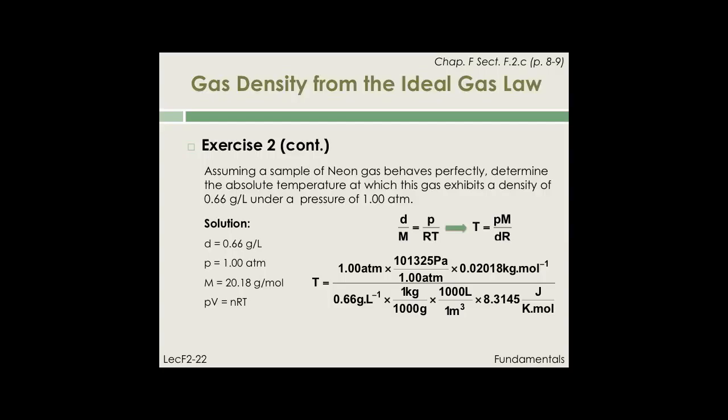Note the use of conversion factors for the pressure from atmospheres to Pascal and for the density from gram per liter to kilogram per cubic meter. All units cancel out. Recall that Pascal times cubic meter is a joule, and you are left with a property expressed in Kelvin. You obtained T equals 372.6 Kelvin, which you must round off to 370 Kelvin, since the density in this problem is only given with two significant figures.